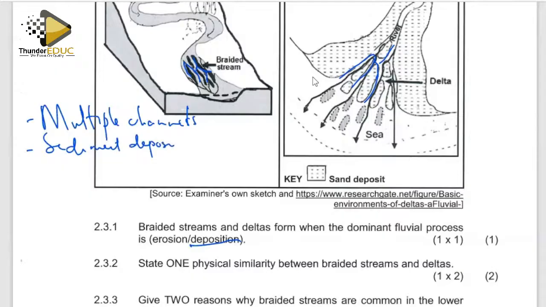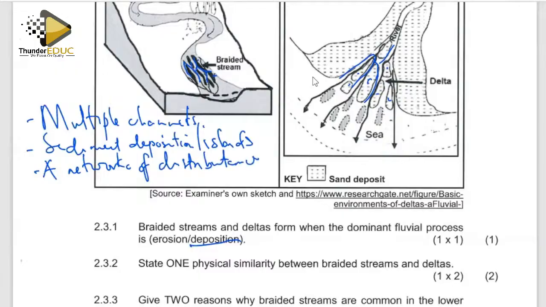Deposition, the islands, the sediment islands. These ones here in black, these are our islands, and the same feature of deposition are these ones on the delta, these sediment deposits. And also the other similarity is that of a network of distributaries.